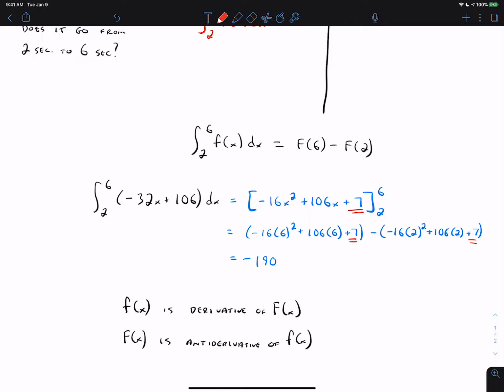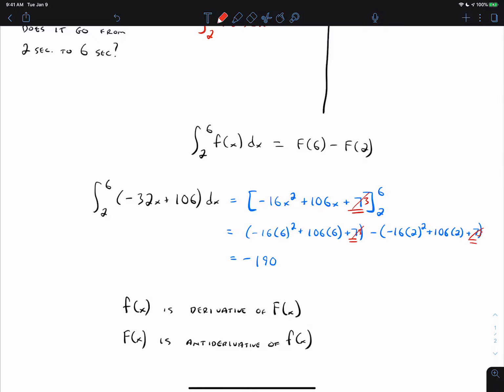is that the plus 7 kind of comes out of nowhere. If you remember back to Calc 1, you can have what's called a plus c, and we'll talk more about that in the next video. But the derivative of 7 is 0. And so because of that, I could have put a 7 here, or I could have put 73 here, and it would not have affected the answer. The 73s would cancel. The 7s cancel. It doesn't affect answers when we're going from 2 to 6.